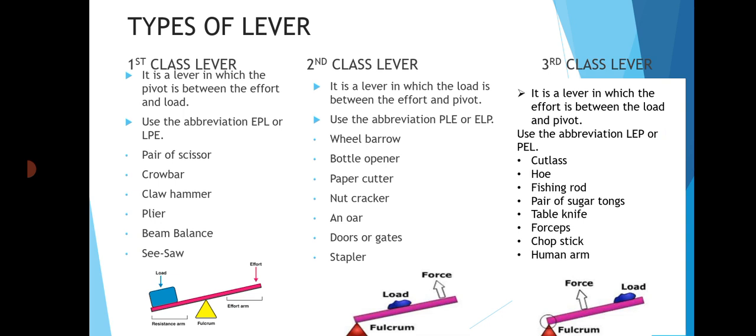Let's take a look at the picture over there. You realize that the same diagram that we did talk about under the lever, the pivot or the fulcrum is in the middle, effort applied at the right hand side, and also the load at the other side. Okay. Let's go to the other one as well. That's the second class lever. It is a lever in which the load is between the effort and the pivot. We use the abbreviation PLE or ELP, meaning the load is between the effort and the pivot.